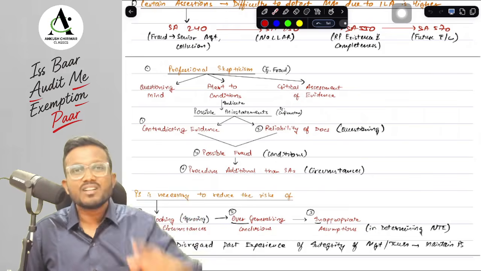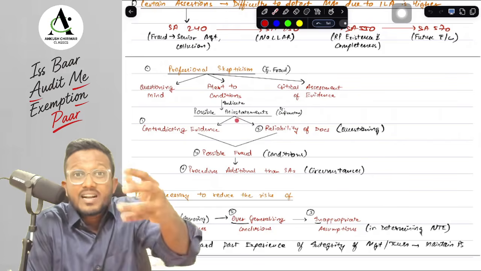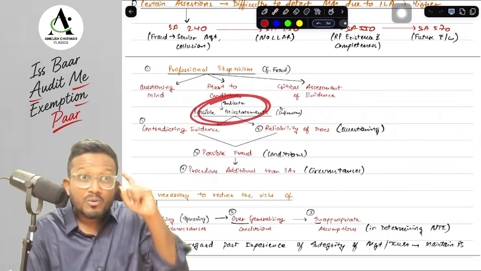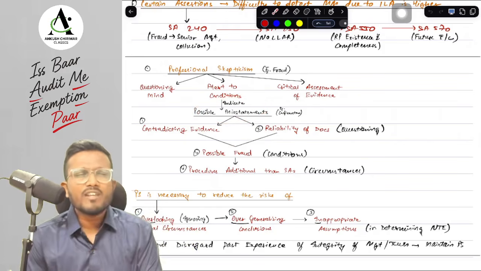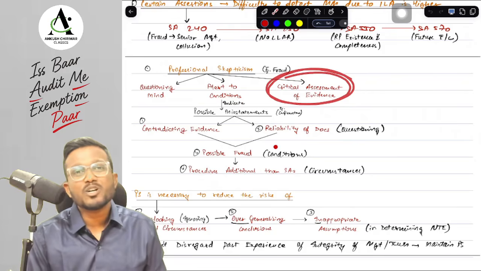You should question everything about the client. Next, you need to be alert to any condition that may indicate a possible misstatement. You need to be alert while auditing; you should not be lazy. And third, you need to do critical assessment of audit evidence.